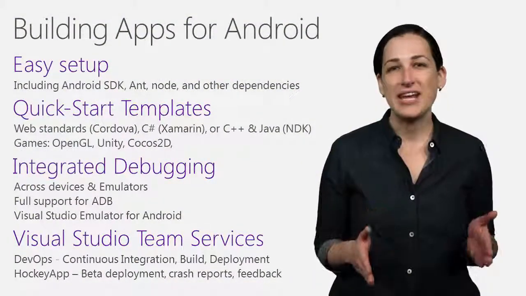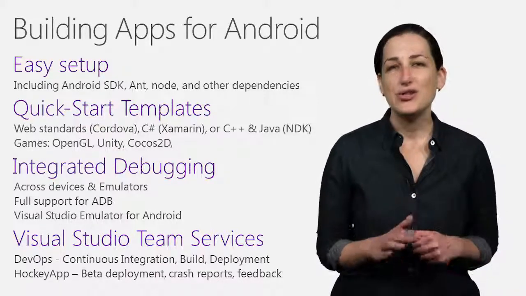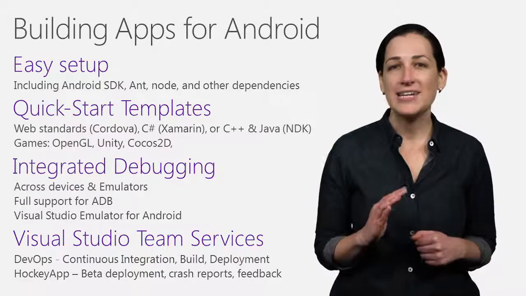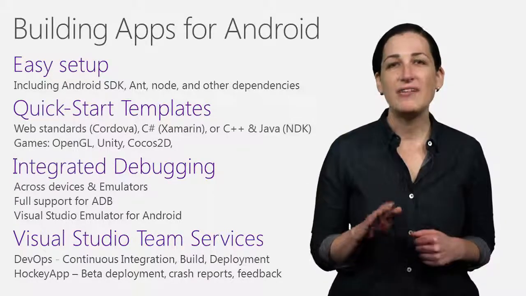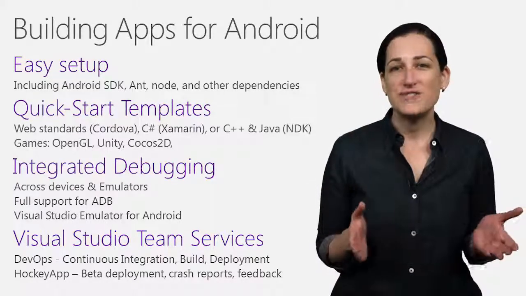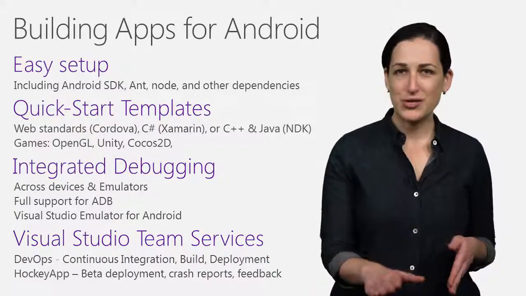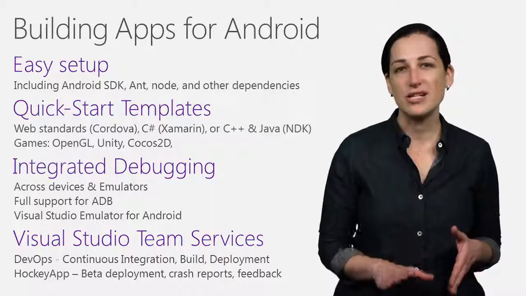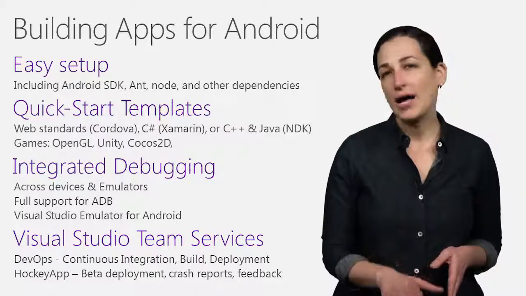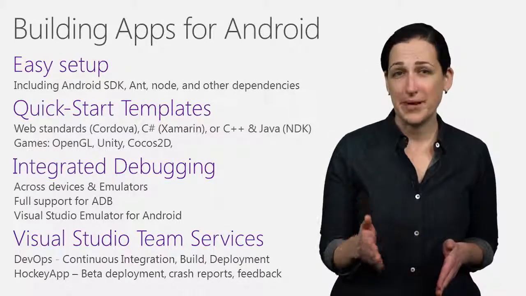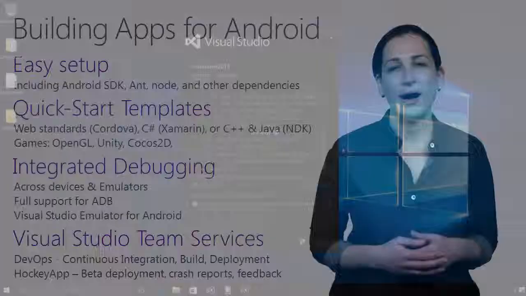Visual Studio's easy setup gets your dev box ready fast. It's pre-installed with many project templates so you can get started building your app. It has integrated support for debugging across devices and emulators. We even have a Visual Studio emulator for Android, which is fast and can be used with other IDEs like Android Studio or Eclipse. Visual Studio Team Services supports continuous integration and deployment for Android apps, no matter how you've written them. And you can use Hockey App for your post-production needs like distributing betas, analyzing crash reports, and getting feedback from your customers. Let me show you how.